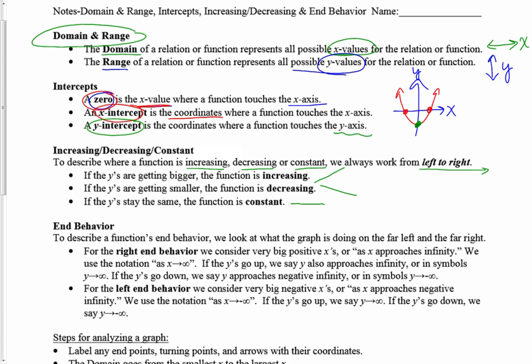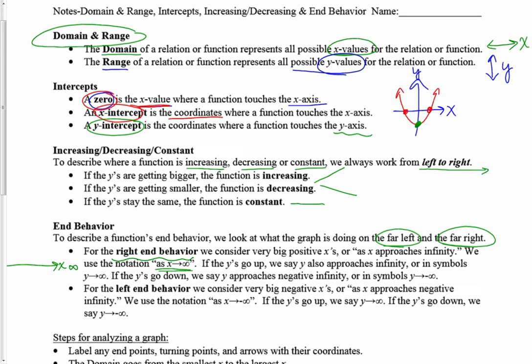The end behavior of a function. To describe a function's end behavior, we look at what the graph is doing on the far left and on the far right. So where is it going? Most of our graphs have arrows, and we'll say what they're doing. So for the right end behavior, we consider very big positive x's, because on the right side of the graph, I have very big positive x's. I'm going to call that infinity. As x approaches infinity is what I'm going to write for the far right. I write a little arrow and call it approaches because I can't say x equals infinity, because that's the whole idea. You'll never get there.